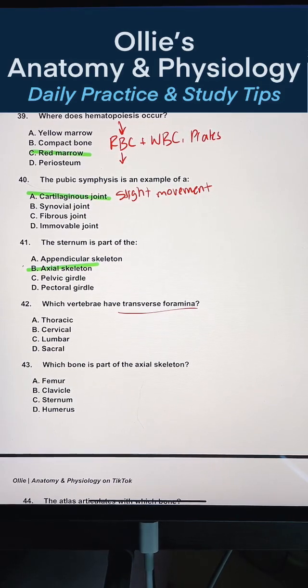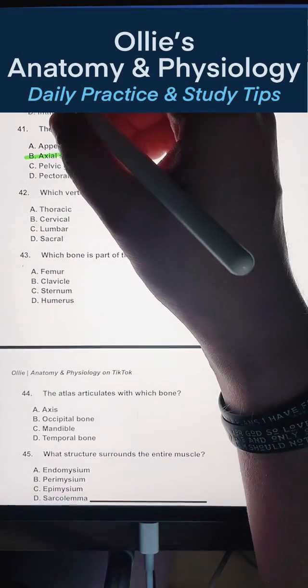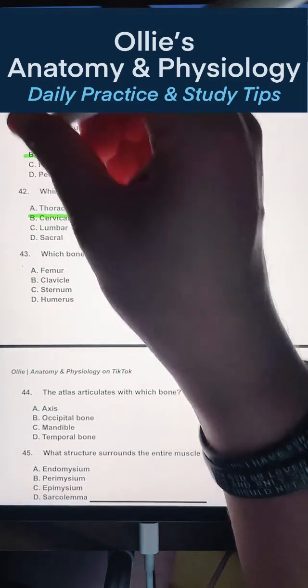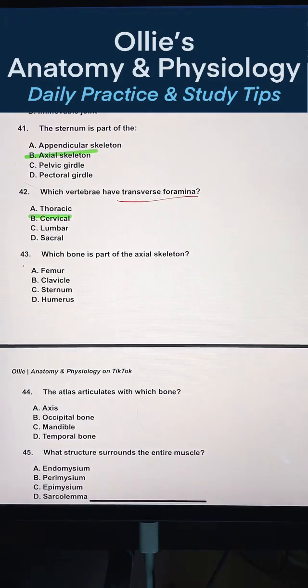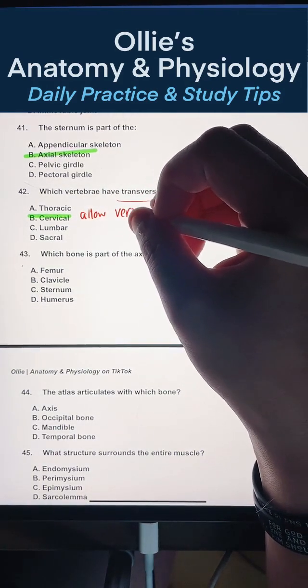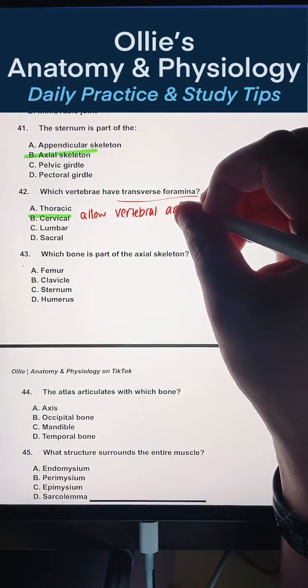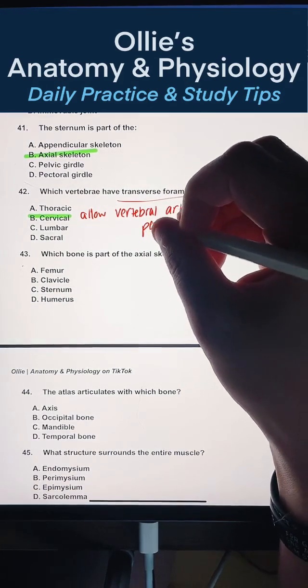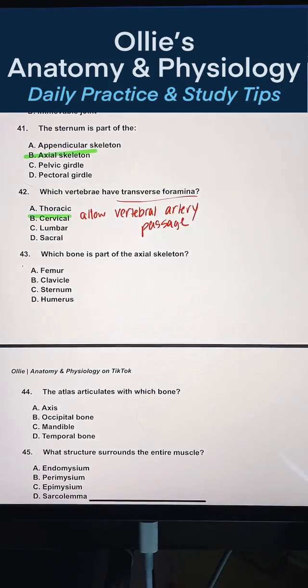Number 42. The answer is C. I'm sorry, not C. I'm thinking of cervical. That's why. It's B. It's cervical. I was thinking cervical has a C in it, so I said C. The answer is B. It is cervical. Transverse foramina allow vertebral artery passage. Thoracic, lumbar, and sacral do not have them.